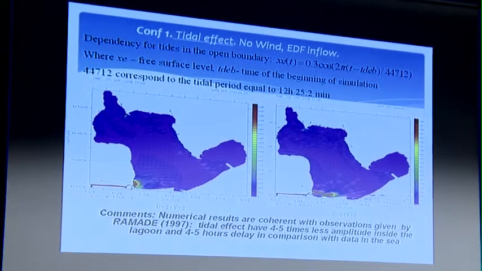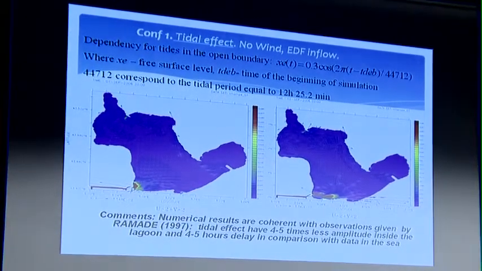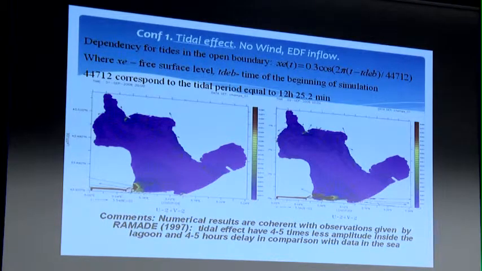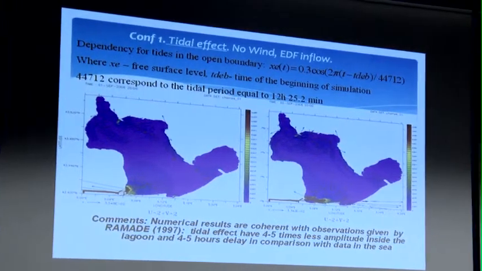So we took in this presentation, I'll show you 3 scenarios. Separately, simulation of current induced by the wind, tide, and also EDF inflow. So here, the first scenario is a tidal effect. And I took the sinusoidal law for the tide. During my simulations, I saw that it doesn't play a very significant role on the energy of currents, but it's correlated with physics received by the reports of Ramad, that the tidal effect has 4 or 5 times attenuation inside the Bear Lagoon, and also a delay of 4 or 5 hours.